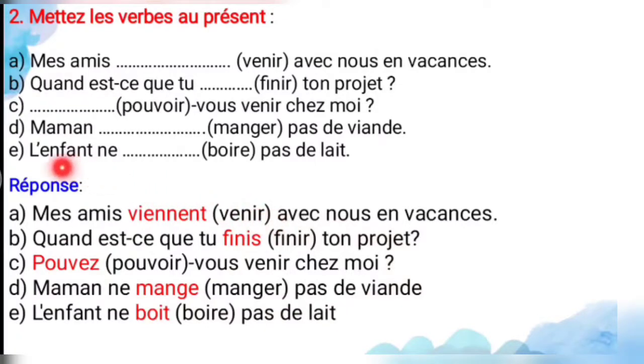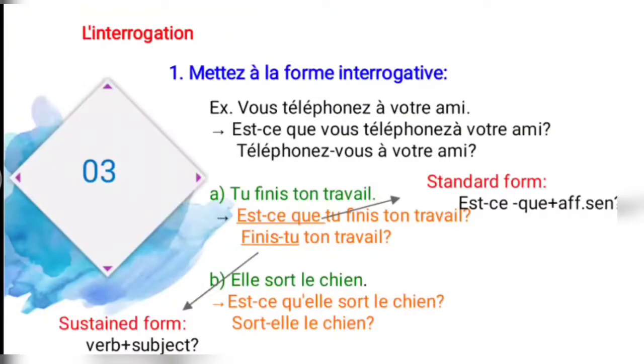And next, l'enfant ne dash boire pas de lait. So the child does not drink milk. So here the verb is what? Boire. So l'enfant refers to the subject il, because it's masculine. So l'enfant ne boit pas de lait. It means the child does not drink milk. So this is all about your second exercise, which is based on the verb conjugation.